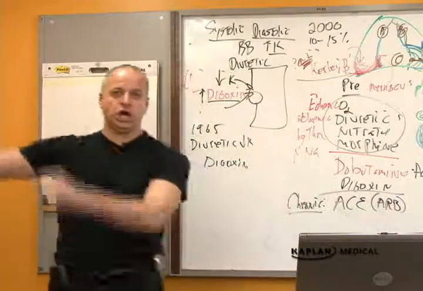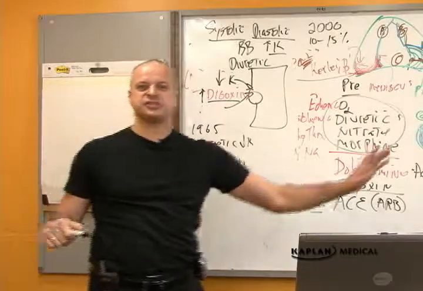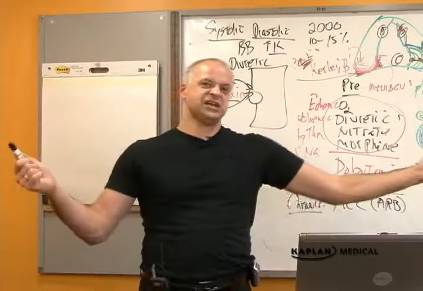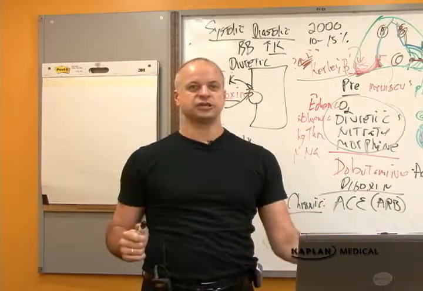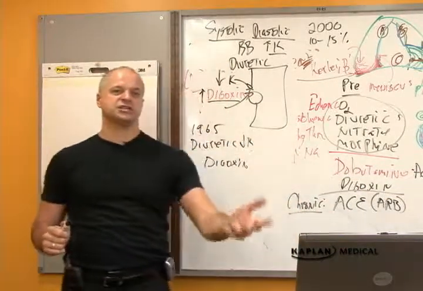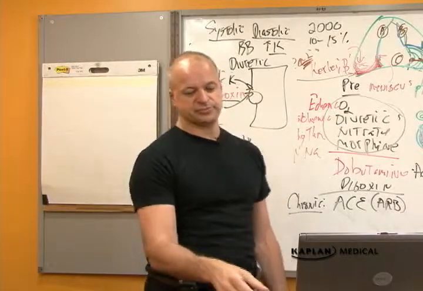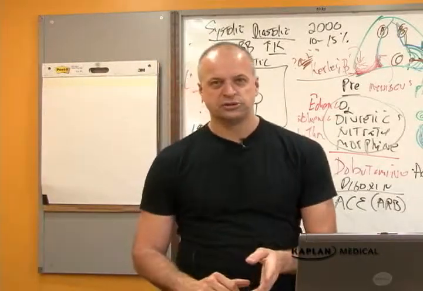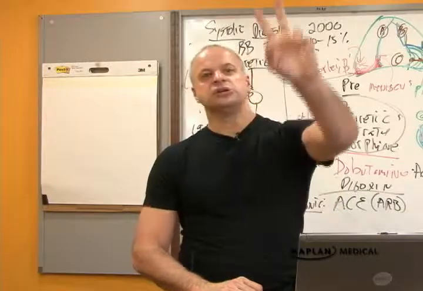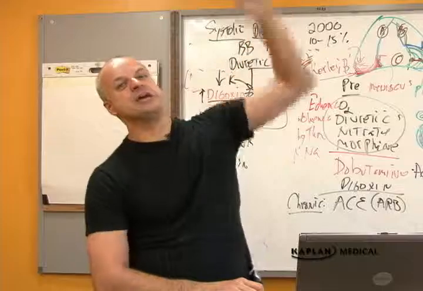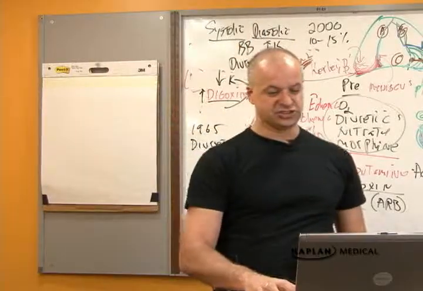Aldosterone makes you retain sodium and excrete potassium. No aldosterone, you're retaining potassium. So therefore, beta blockers, spironolactone, ACE inhibitors and ARBs all increase potassium and prevent digoxin toxicity.